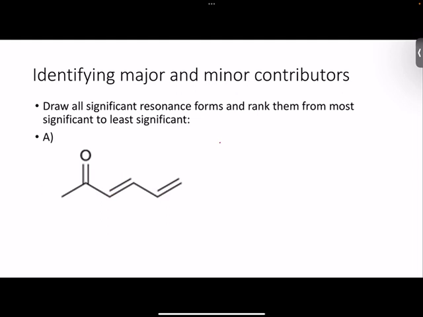So then we're gonna draw all the significant resonance forms, and then we're gonna rank them from most significant to least significant. So we're gonna draw the resonance for this one. Remember, a tail can be on a double bond or an electron pair. So I'm gonna move this one up here. So you have 1, 2, 3, 4. You have an oxygen negative.